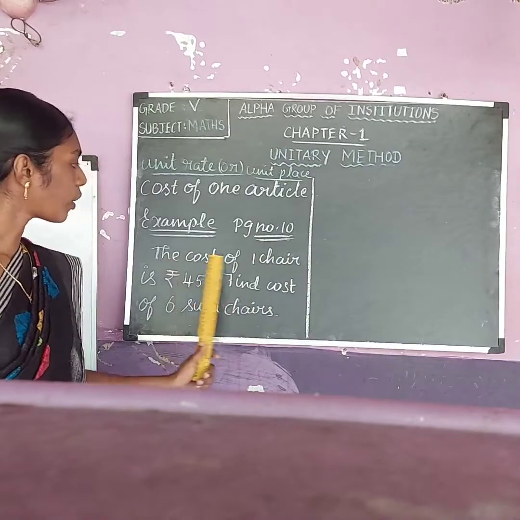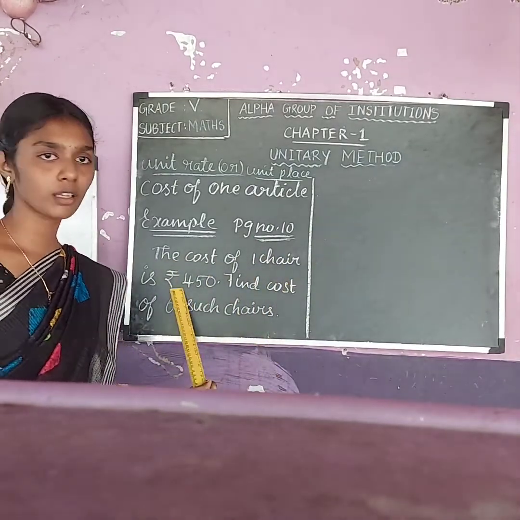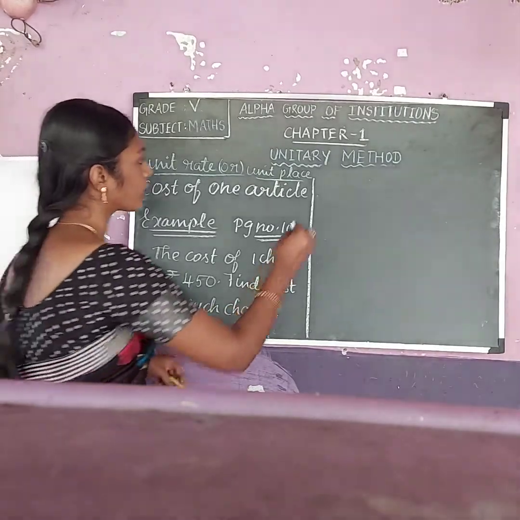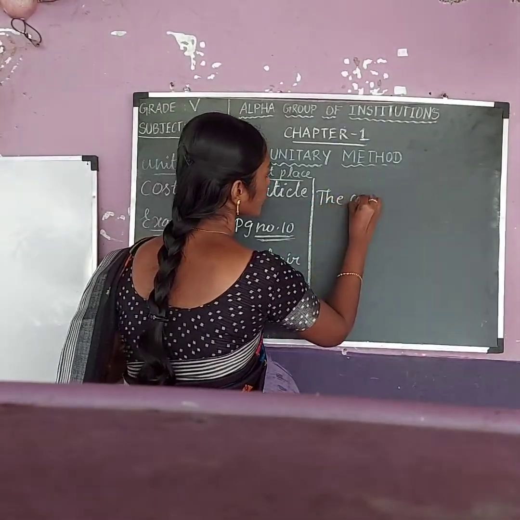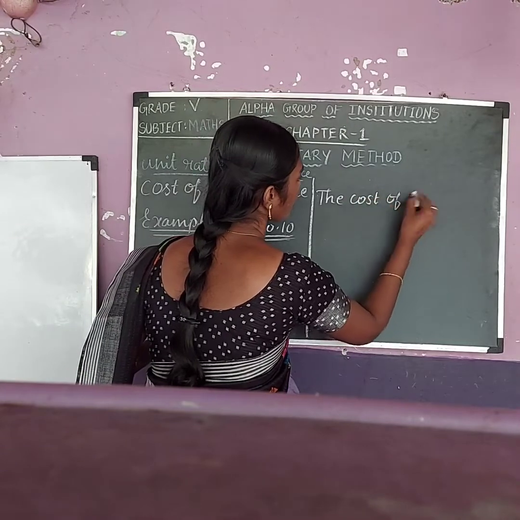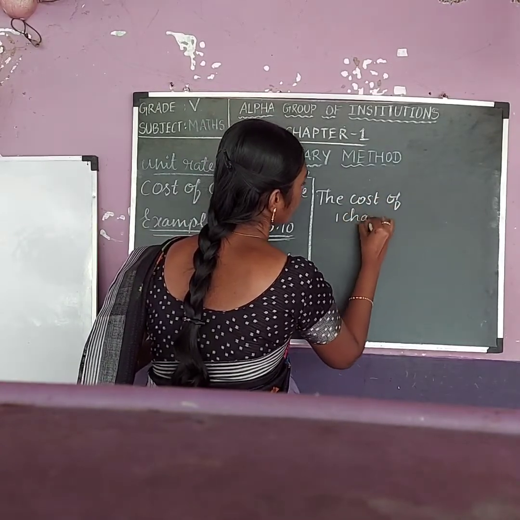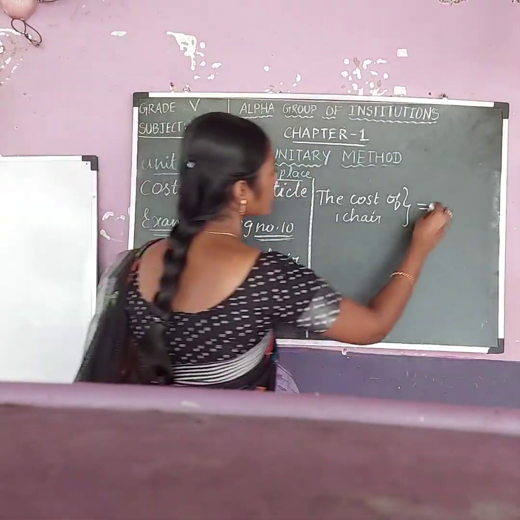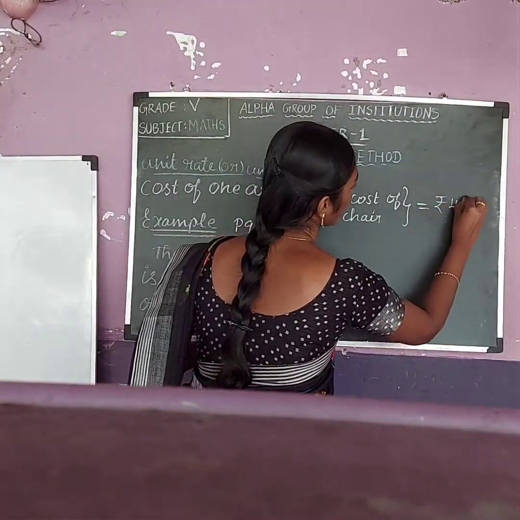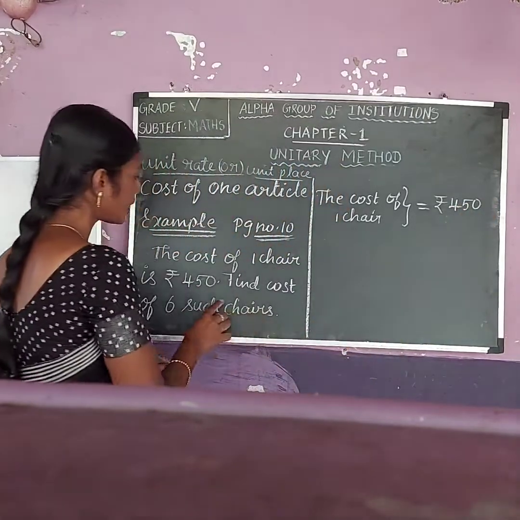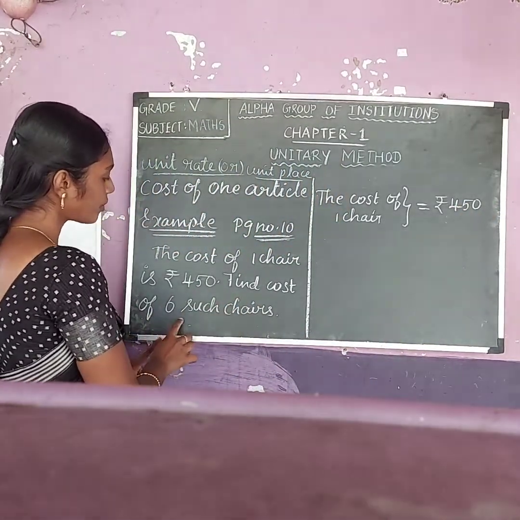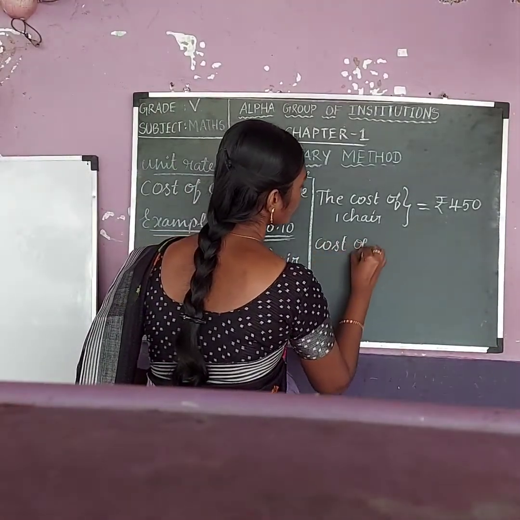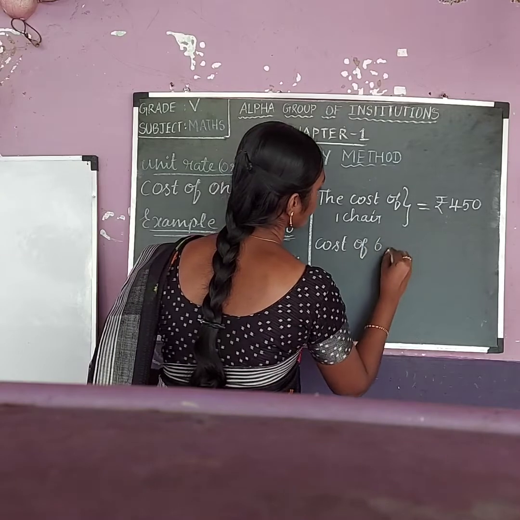So here the cost of one chair, that is one unit, is given, and we want to find the cost of many units. See here, the cost of one chair is given. This is our solution. The cost of one chair is rupees 450. Next, what did they ask? Cost of 6 such chairs. So we want to find the cost of 6 chairs.